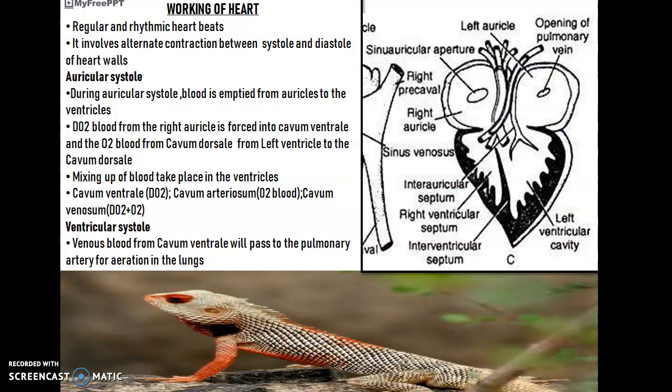We know that the heart is a pumping organ. So its walls are able to contract as well as relax for making the pumping easy. The pumping of the heart generally involves a regular as well as rhythmic heartbeat. How is the heartbeat formed? It's generally formed by means of the alternate contraction as well as relaxation of the heart walls.